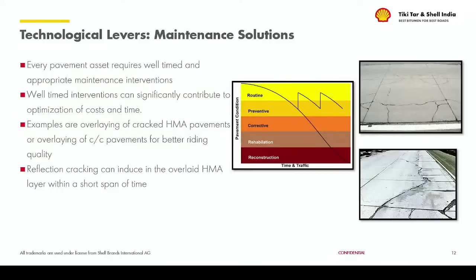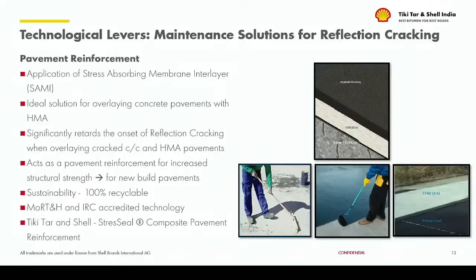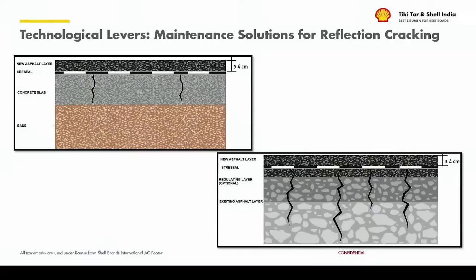We've built a lot of assets, and some of these assets, concrete or bituminous, will be overlaid. And one of the issues with cracked pavements is reflection cracking. We've developed a composite pavement technology, which not only acts as a stress absorbing membrane interlayer, but at the same time it is 100% recyclable. And I invite you to collaborate with us in this. This is just a pictorial.